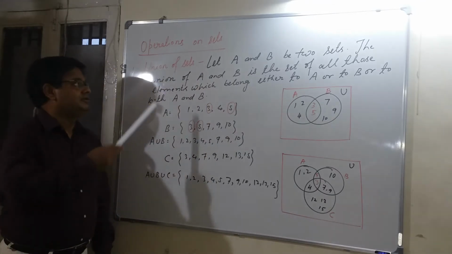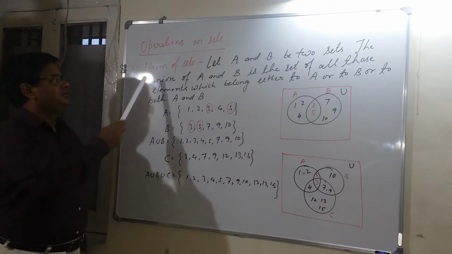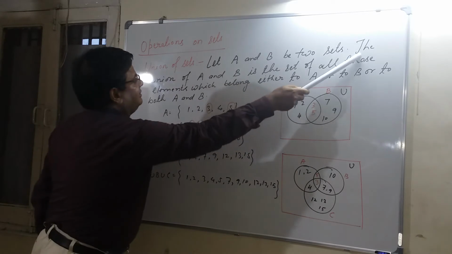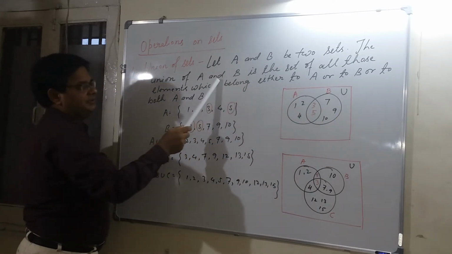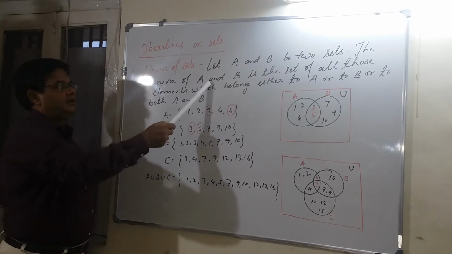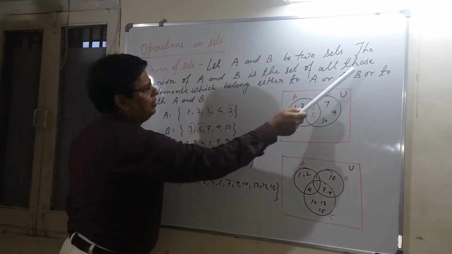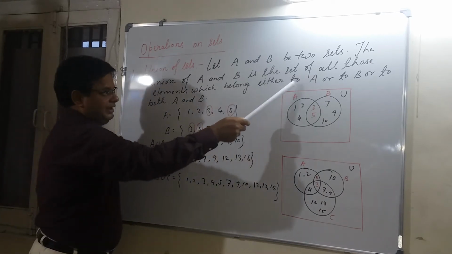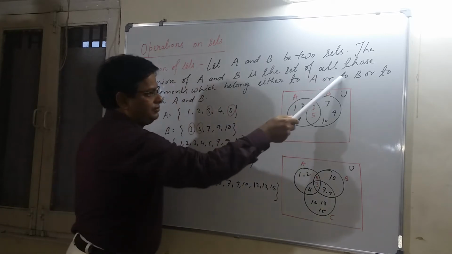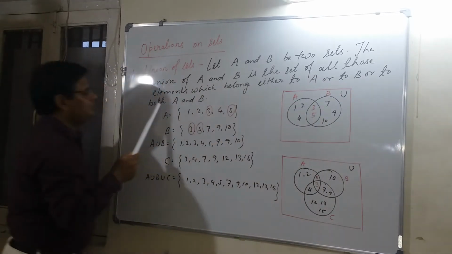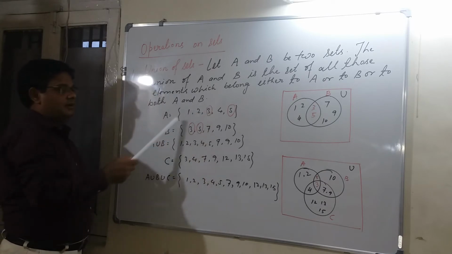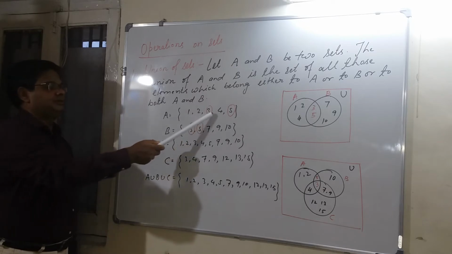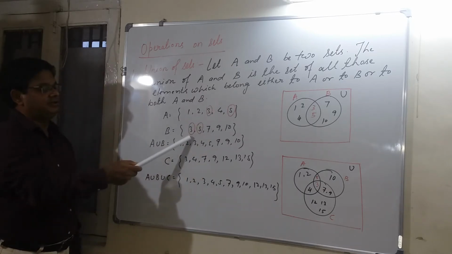Today I am going to discuss operations on sets: union of sets. Let A and B be two sets. The union of A and B is the set of all those elements which belong either to set A or to set B or to both A and B.